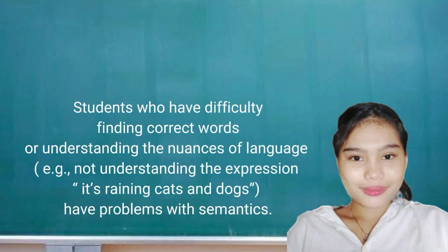Students who have difficulty finding correct words or understanding the nuance of language, for example, not understanding an expression such as "it's raining cats and dogs," have problems with semantics.